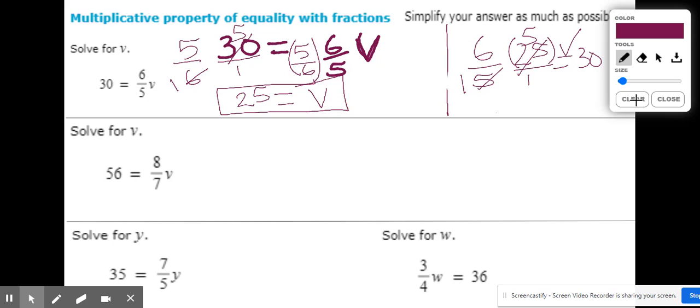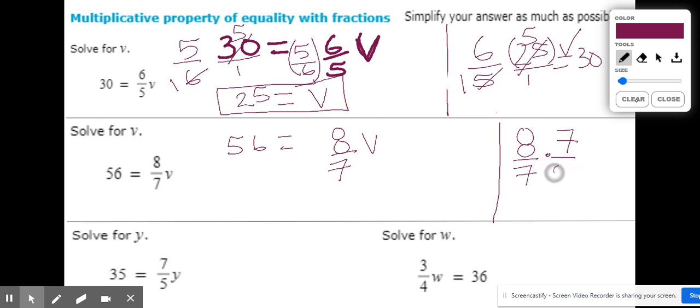Okay, let's look at our next example. We have 56 is equal to 8/7 times v. So same as before, I really want 1v, so I'm going to multiply by the reciprocal. And remember, whenever you multiply by the reciprocal, let's look at this on the sidebar, the reciprocal is just when you flip the fraction upside down. The reciprocal of 8/7 is 7/8. And that's going to give me 56/56, which reduces to just 1. So that's why I'm going to multiply this by 7/8 so that I get 1v.